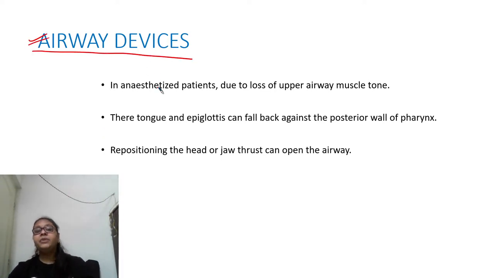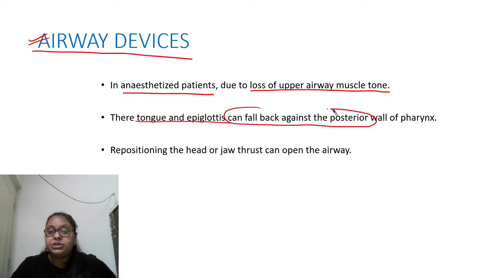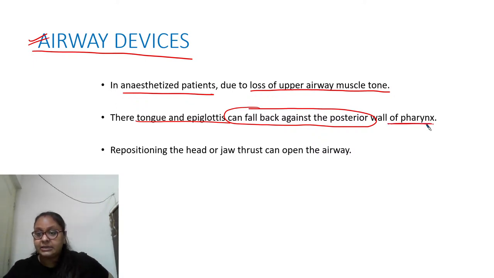So what happens? In the anesthetized patient, there is loss of the upper airway muscle tone. Therefore, the tongue and the epiglottis can fall back against the posterior wall of the pharynx. Are you getting my point?